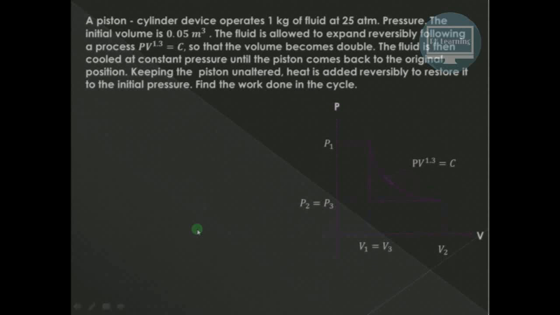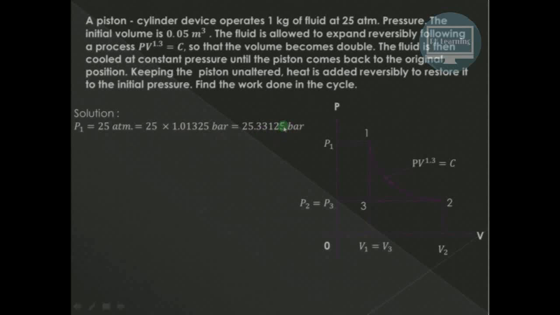So we can show over here the different processes. So this is the polytropic expansion process. Then there is a constant pressure process, and then the constant volume process. So pressure is given as 25 atmosphere. So let us convert that particular pressure into bar. So 1 atmosphere is 1.01325 bar. So you get this particular value.